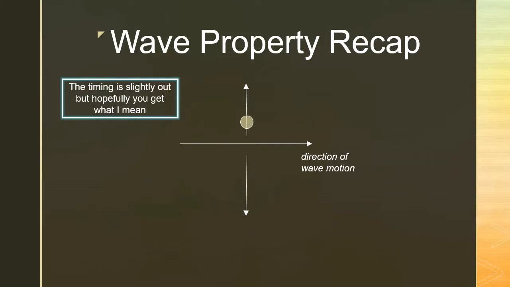Now the frequency is the number of full oscillations we get in 1 second. So if I've got a frequency of, say, for example, 50 hertz, we're going to get 50 complete oscillations in 1 second. If I've got a frequency of 1 kilohertz, so 1000 hertz, that's going to be 1000 complete oscillations in 1 second.